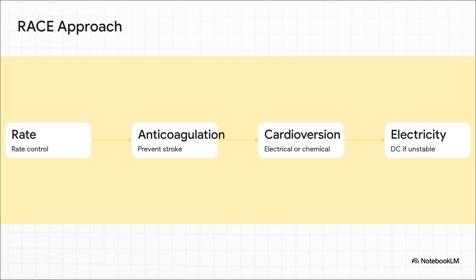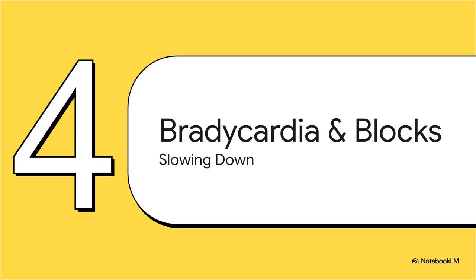C is cardioversion, which can be chemical or electrical. And E is for electricity. Here's the golden rule, folks. If your patient is ever hemodynamically unstable, meaning their blood pressure is tanking or they have ischemic chest pain, immediate synchronized DC cardioversion is your very first move. Electricity cures instability.